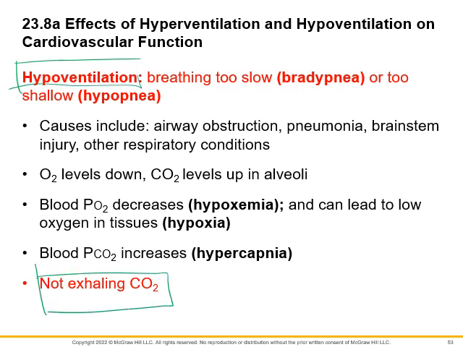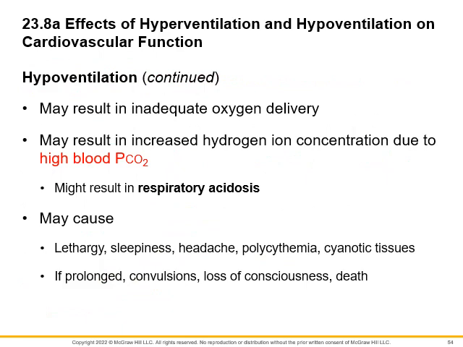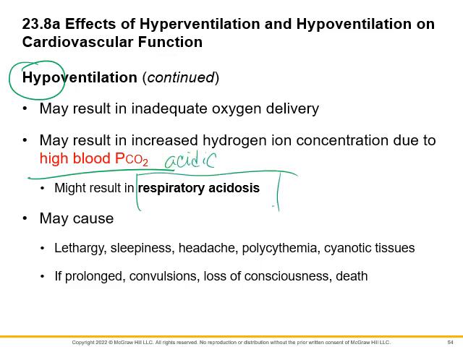Hypoventilation, you're not exhaling enough CO2. It's shallow breathing. You're not exchanging air enough, right? So oxygen levels are down, CO2 levels are up. We know CO2 makes your blood acidic. Your tissue is going to be hypoxic. Blood CO2 levels are going to increase. So hypoventilation, too much CO2 in your blood. We know that this is acidic, so we call this respiratory acidosis. Something going on with your lungs is making your blood acidic.